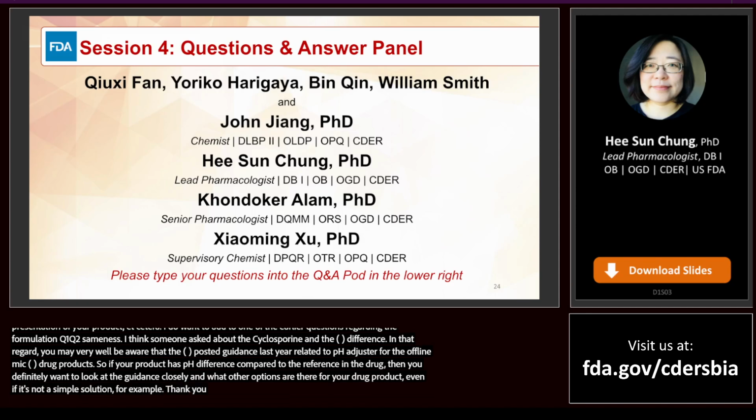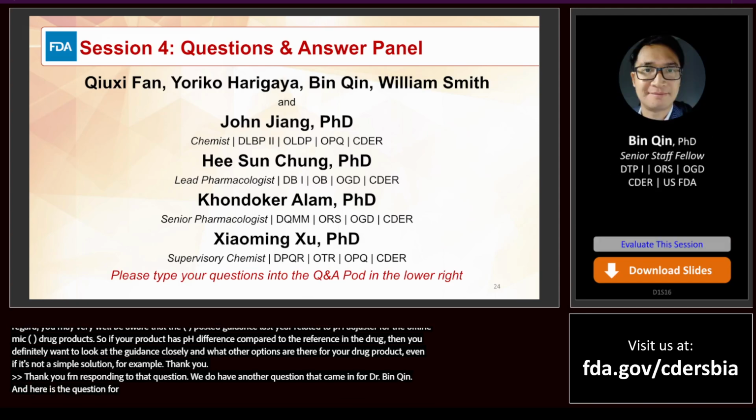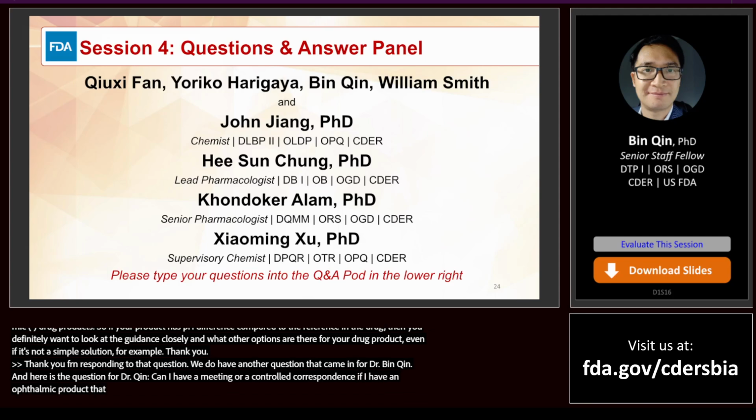Thank you for responding to that question. We do have another question that came in for Dr. Ben Chen. And here is the question for Dr. Chen. Can I have a meeting or a controlled correspondence if I have an ophthalmic product that is non-Q1, Q2, for example, a pH adjuster difference?